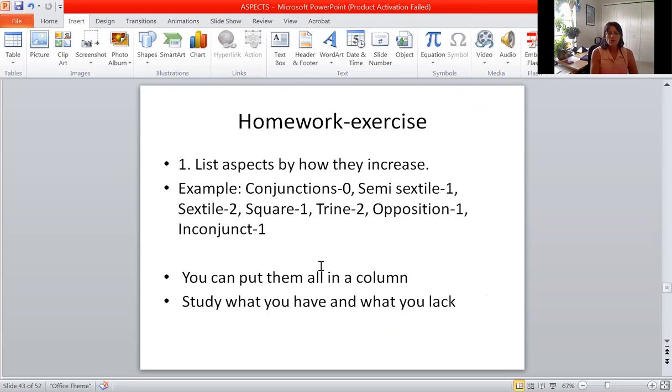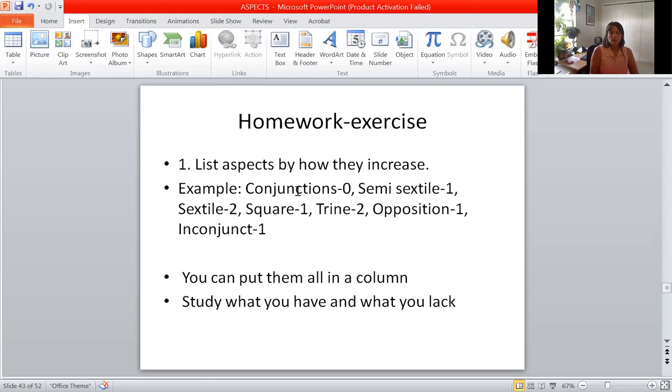So your homework exercise, if you dare to take this mission, is to look at your chart and try to list the aspects by how they increase. For example, maybe you can do this in a column. Write any conjunctions that you have, like Mars conjunct Venus, okay? And then write down how many degrees apart they are, 3 degrees or 8 degrees, okay?